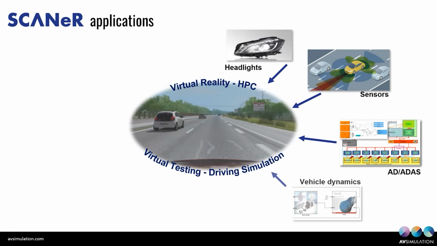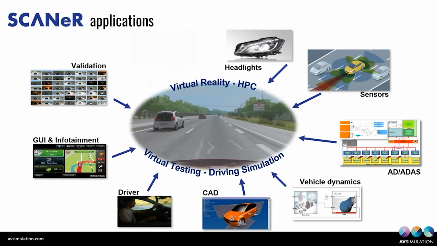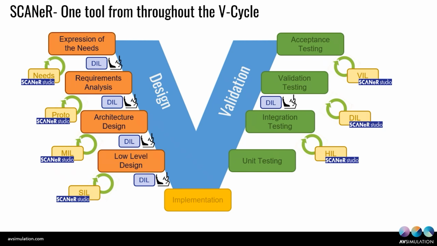So first, as some of you may know or not, I'm not sure who's attending exactly, but Scanner is a simulation engine that can be used for many topics, such as headlights, sensors validation, driver in the loop, with ADAS validation, vehicle dynamics, and so on. And it can be used throughout the whole V cycle. So from design with driver in the loop to validation, also driver in the loop or hardware in the loop, and also vehicle in the loop in the end.